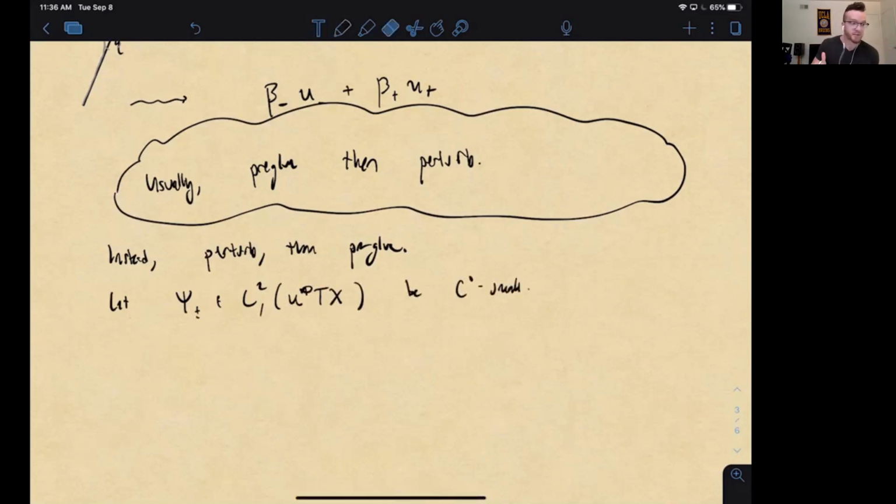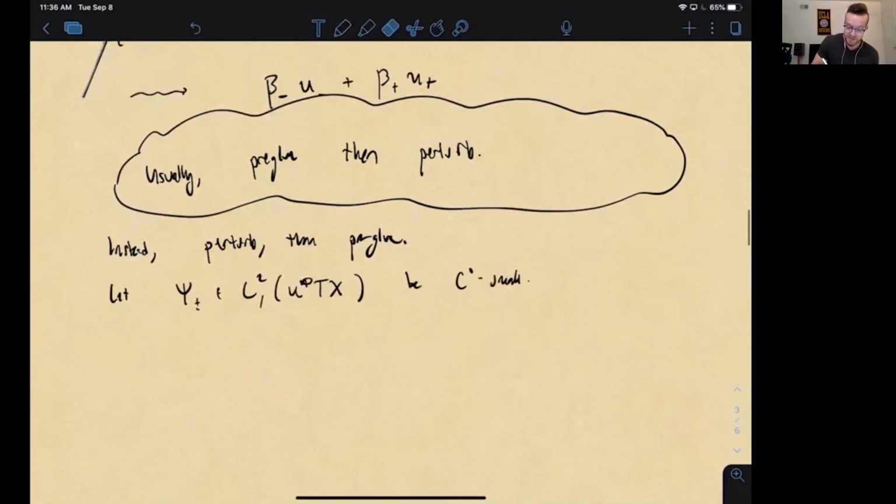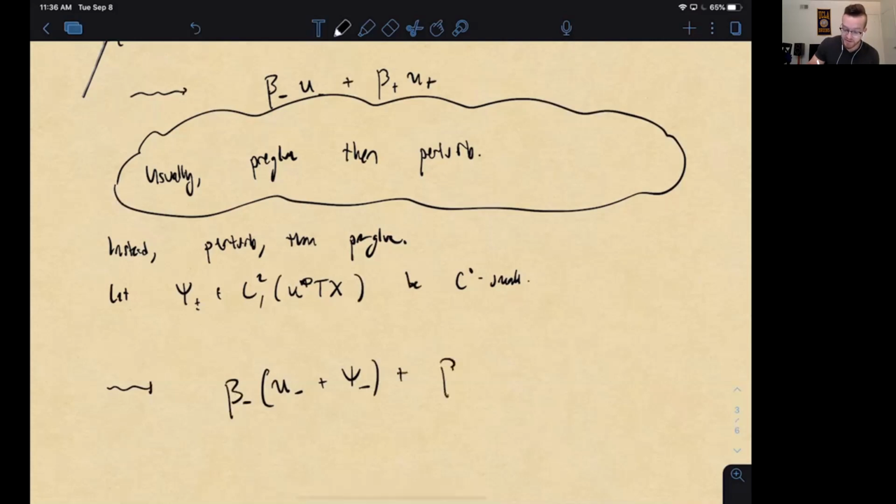Now I'll write something down that doesn't quite literally make sense, and then I'll tell you how to make sense of it. But what I want to consider is, I'll take U minus, perturb it by psi minus. This is the part that doesn't make sense. Do the same thing with the pluses and then glue those together.